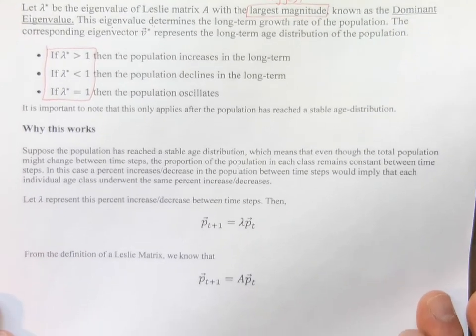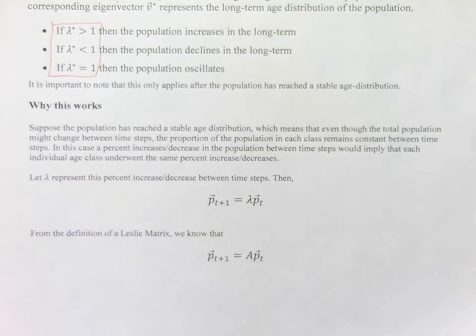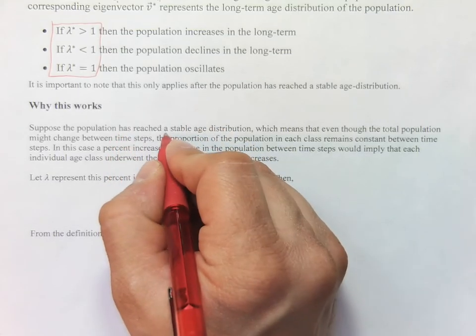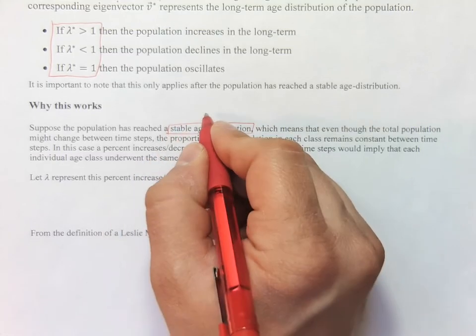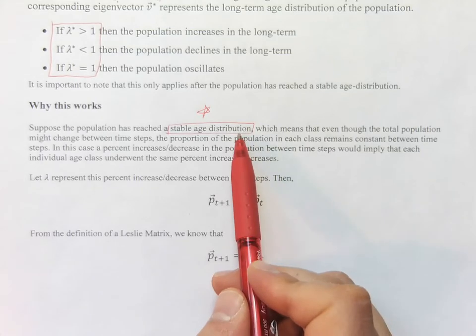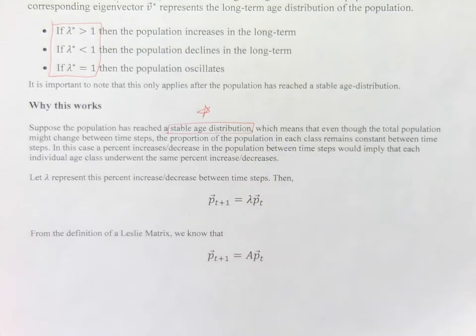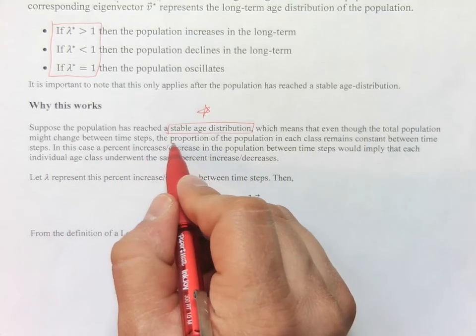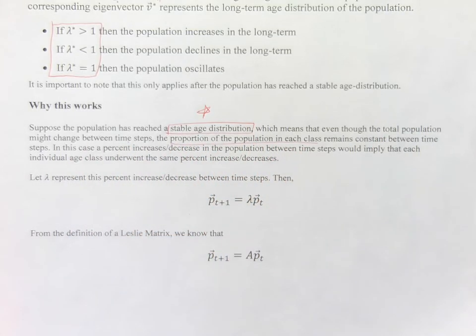Here's why it works. There's a key assumption here, which is that the population reaches a stable age distribution. That's the key thing that we're assuming. So it's not immediately when the population starts, but way down the line, we reach a stable age distribution. What that means is the population might change each time step, but the proportion in each class will not.